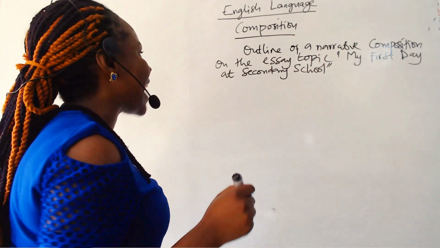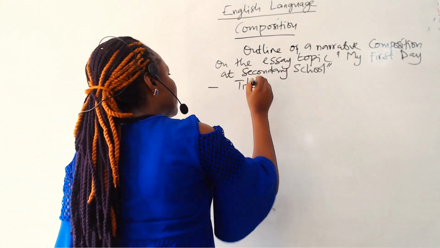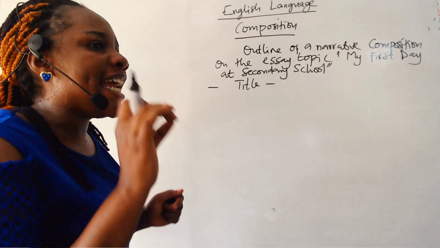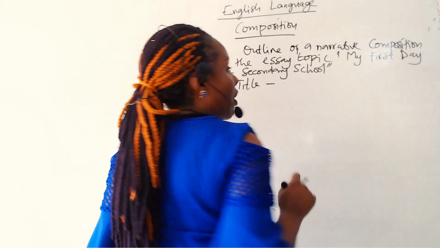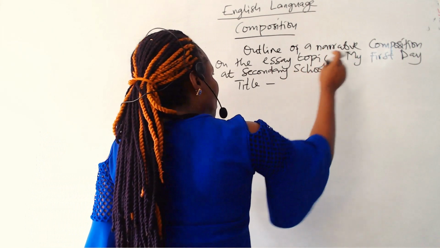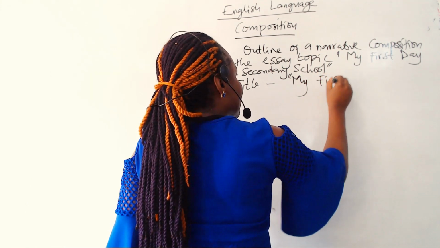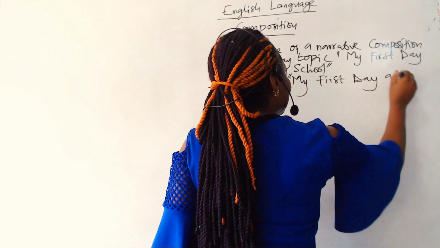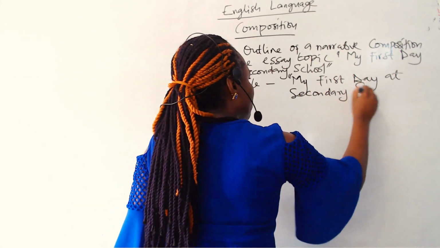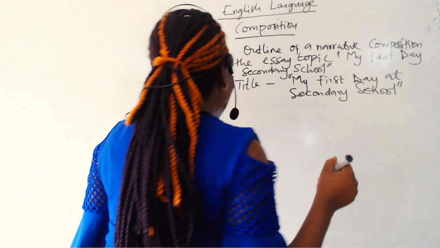All right. Now, the first outline here is the title. Remember that I told you writing an outline is writing your essay in manageable bits. The first outline here is the title of your essay. As we have it here already, the title of my essay is My First Day at Secondary School. All right. Now, having taken the title, let us take the introduction.